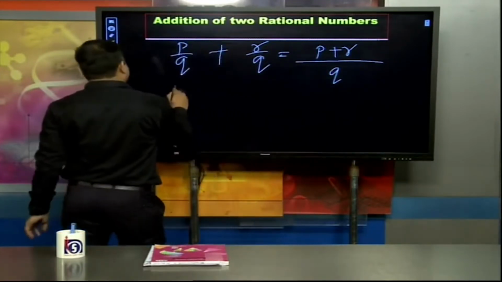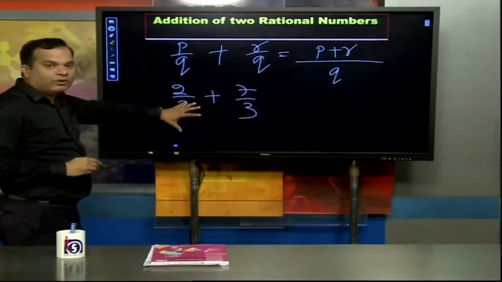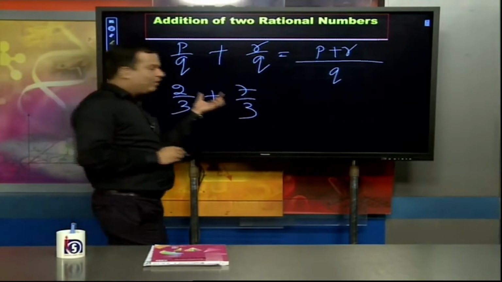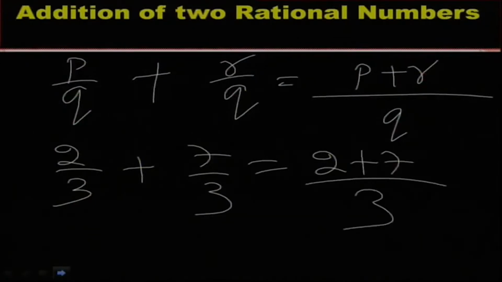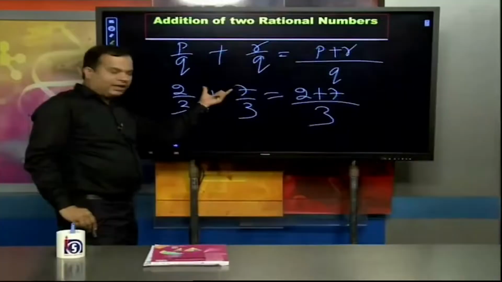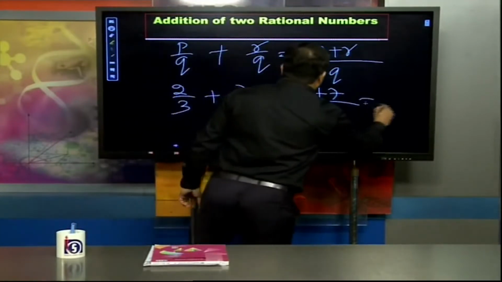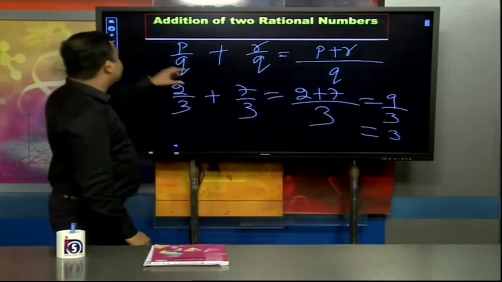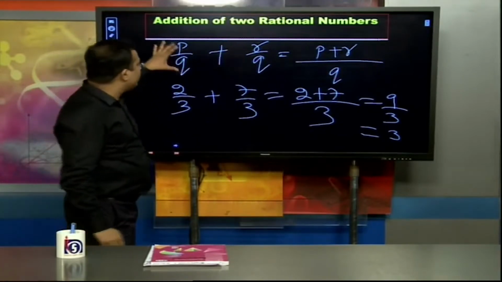For example, suppose 2 by 3 plus 7 by 3. What will be its value? The denominators are the same, so only the numerators are added. That means 2 plus 7 by 3. We add the numerators and the denominator remains the same. Then you get 9 by 3, which simplifies to 3. So this is the principle of addition of two rational numbers when the denominators are the same.